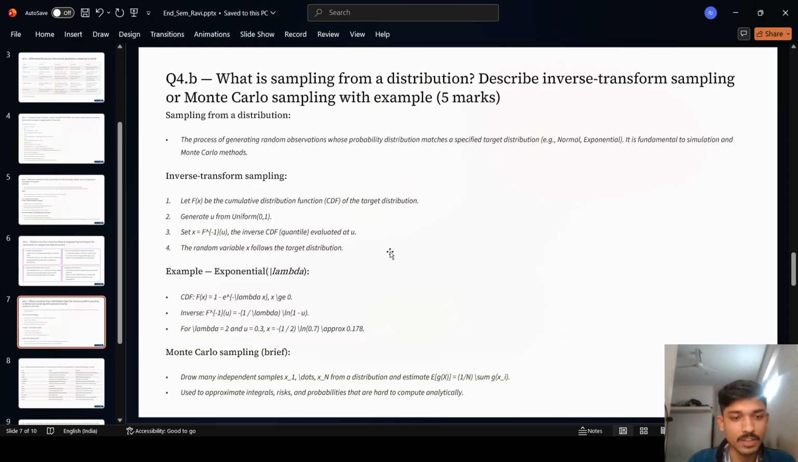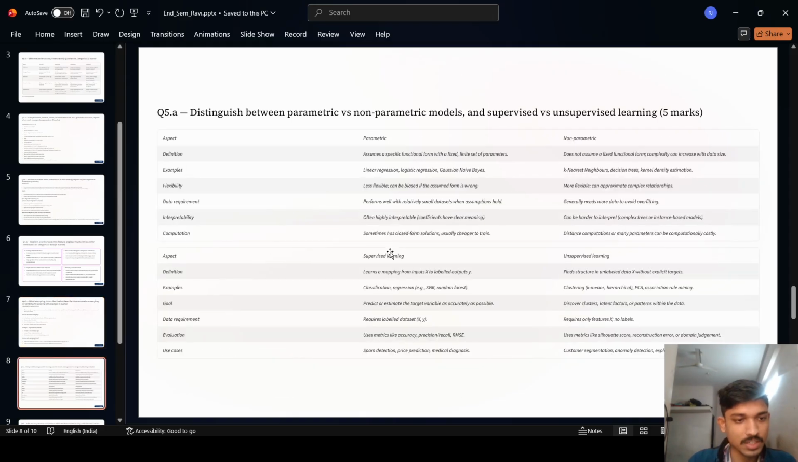distribution and estimate, used to approximate integrals, risks, and probabilities that are hard to compute analytically. So this is all for this. Now let's see the next question. The next question is the difference between parametric and non-parametric models, and supervised and unsupervised models.